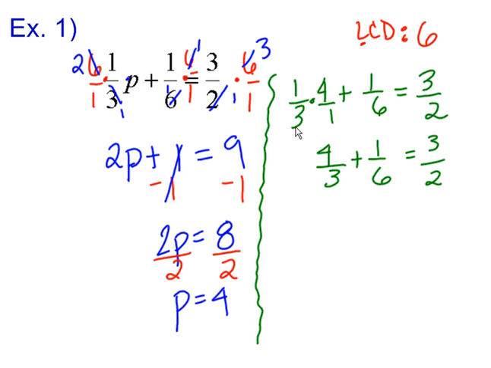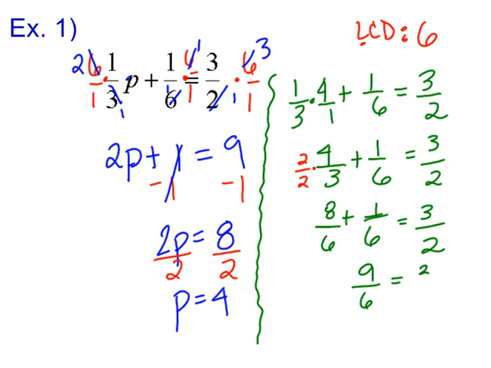In order to do that, if I multiply this 4/3 by 2 over 2, that's going to get me 6 in the denominator, right? So 2 times 3 is 6. 4 times 2 is 8. So now that they have the same denominator, I can put them together. And 8 plus 1 is 9. So 9 divided by 6. And I know if I reduce 9 over 6, I get 3/2. So that's good. So we know that p equals 4 is our answer. And we're good to go.